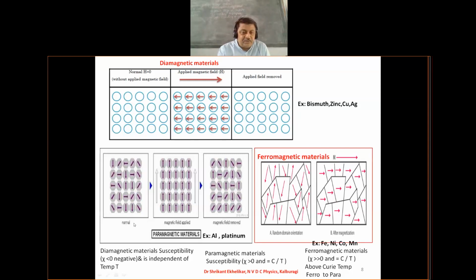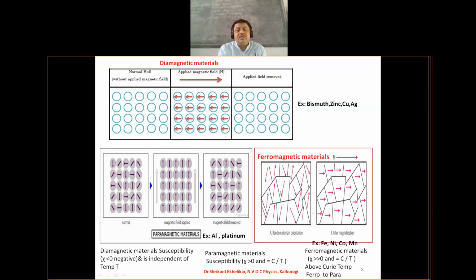If it is paramagnetic, then because of unpaired electrons, there will be some dipoles randomly oriented. And if you place it in an external magnetic field, all the dipole moments will be aligned in a direction parallel to the applied field. And if you remove the field, some of them will remain, but their orientation will become random. For example, aluminium and platinum are examples.